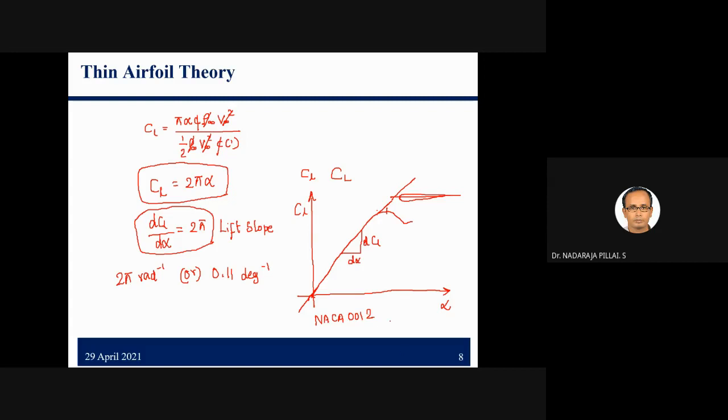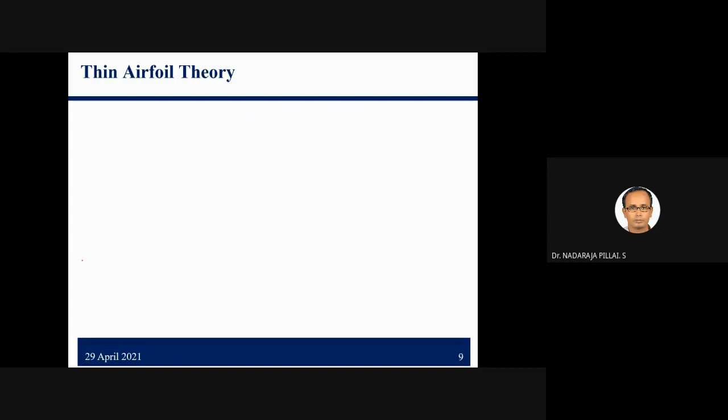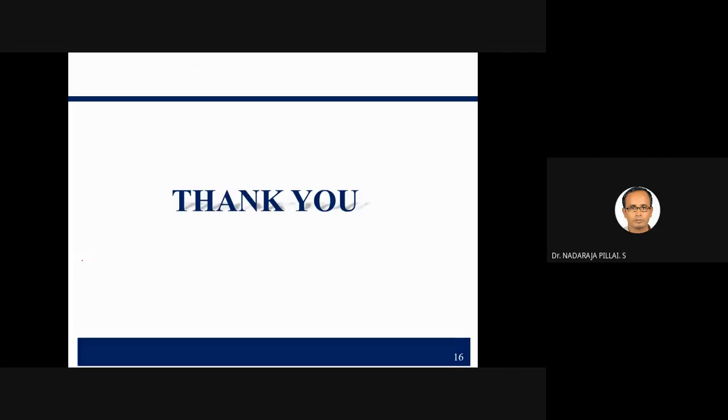By this way, we have come to the conclusion that cl is equal to 2 pi alpha, and dcl by d alpha is equal to 2 pi. The next point is moment. I think we can calculate the coefficient of moment in the next class. I stop at this point. Thank you.